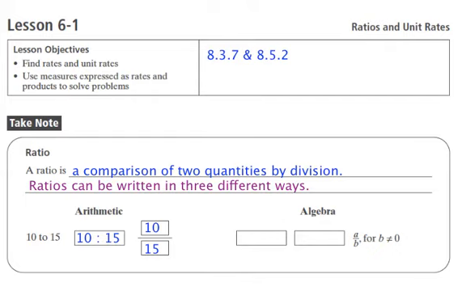For the algebra example, we're comparing A and B. So we would have A to B, A colon B, or A over B, in which case B cannot equal 0 when it's written as a fraction. Pause the video if you need to copy any of these notes down.